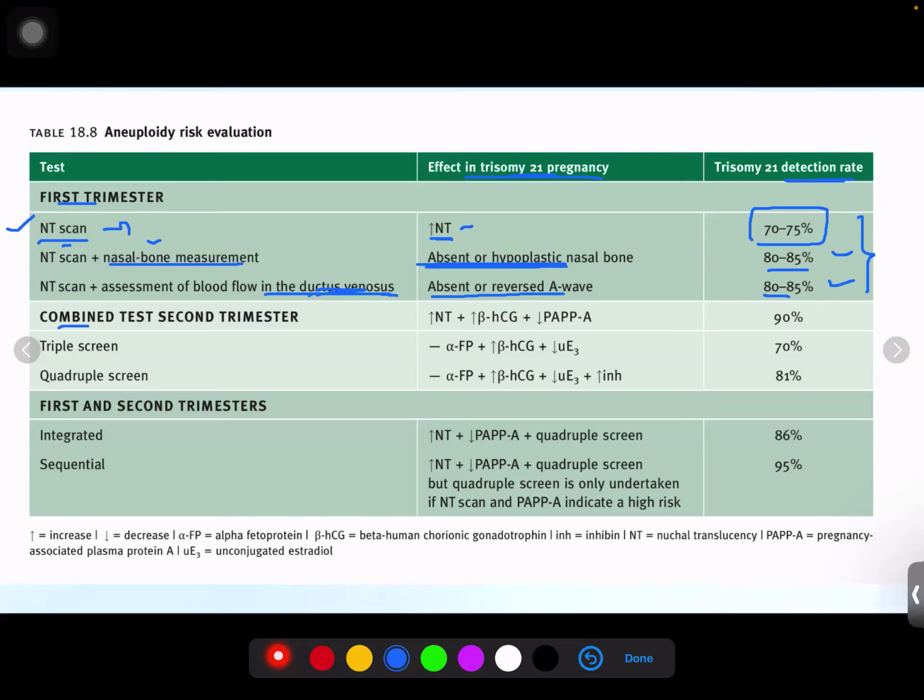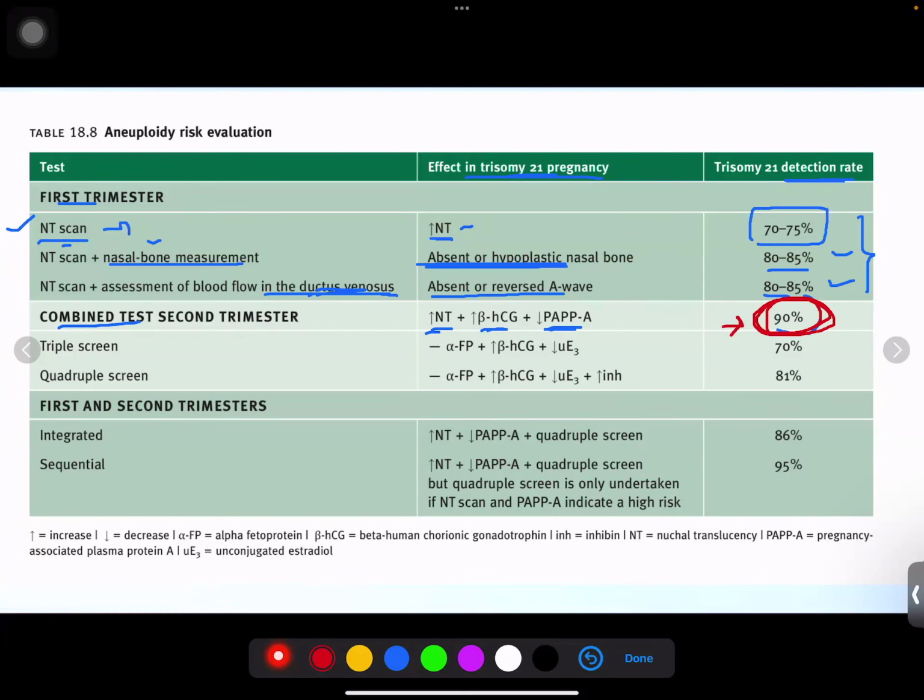Then this is the combined test. You see, this is NT, beta HCG, and PAPP-A: NT is raised, beta HCG is raised, only PAPP-A is reduced. This combined test, this pattern you have to remember by heart. The combined test has a detection rate of 90%. So this is a very important thing to understand.